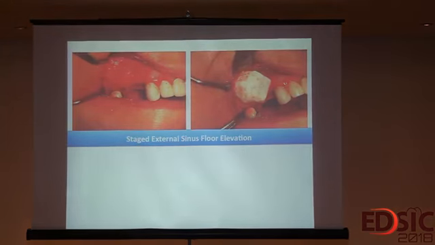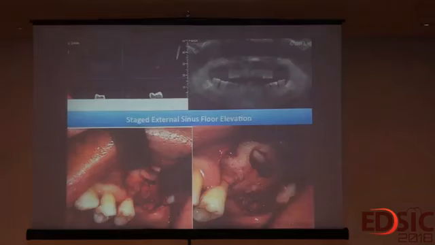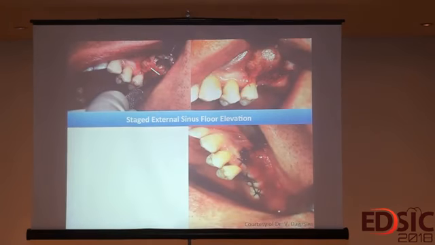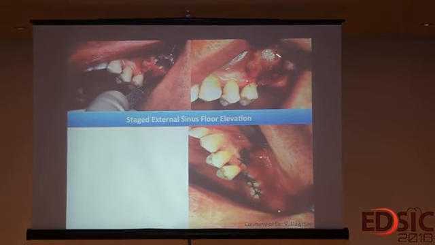And stage external sinus elevation is also possible. Here you see the radiographic appearance, and the trapdoor is open, and again the sinus is elevated. But in this case, the residual height is not enough for implant placement, so we just put the grafting material and a resorbable membrane, and re-suture again.